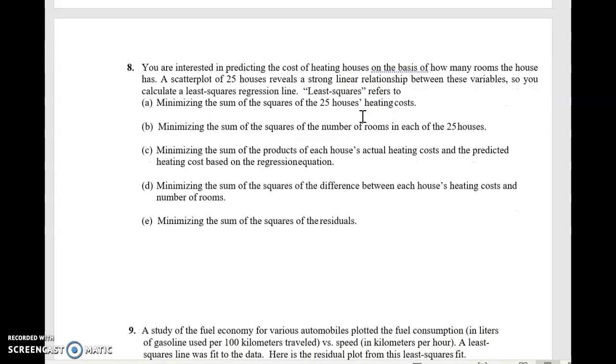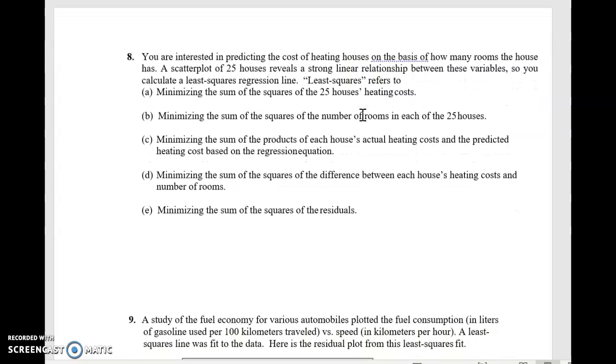Okay, you're interested in predicting the cost of heating houses. This talks about what least squares refers to. Okay, so when you have a regression line, what you're doing is you're minimizing the distance from the actual values to here. Now we call these distances residuals, right? You can have positive residuals, you can have negative residuals. You can have large residuals, you can have small residuals. But we want to minimize this. Now, if we just add the residuals up, the problem with doing that is you'll end up with 0 because you have some above, some below. Residuals is not a good method to use.